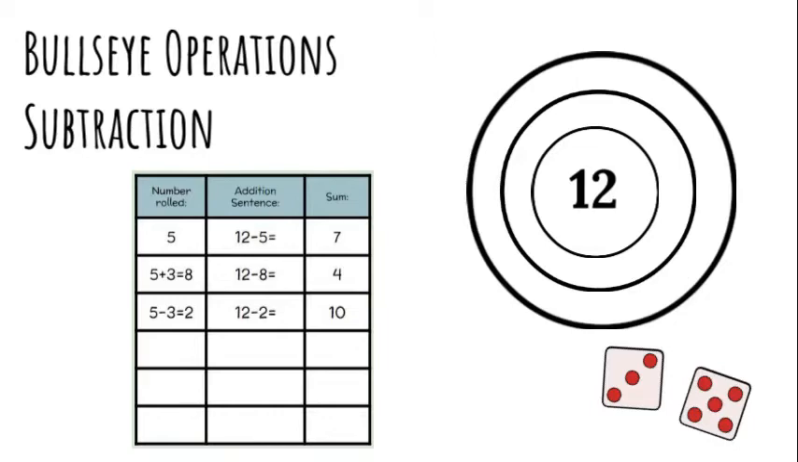For example, if I rolled a 3 and a 5, as a teacher, I can decide if I want my students to add those two numbers to get a sum of 8, that then they would subtract from the bullseye number of 12, or I can have the students subtract the lower value dice from the larger one, in this case 5 minus 3, to get a 2. My students would then subtract the 2 from the 12. It all depends on the skill you want the students to work with.